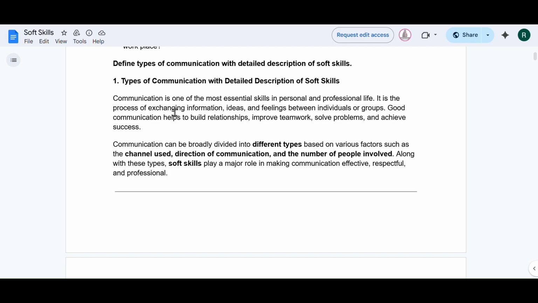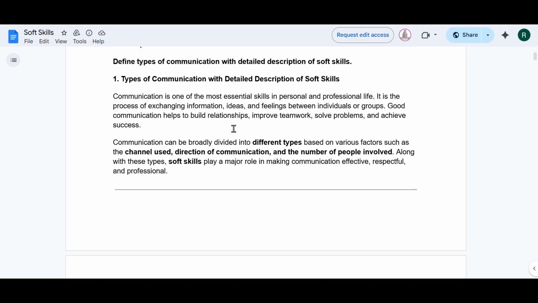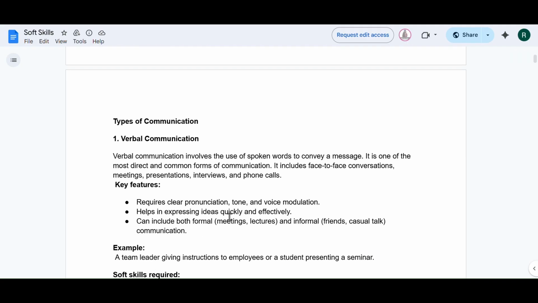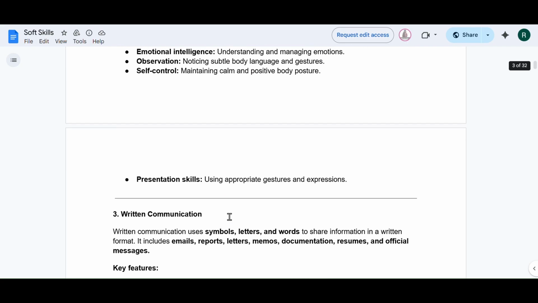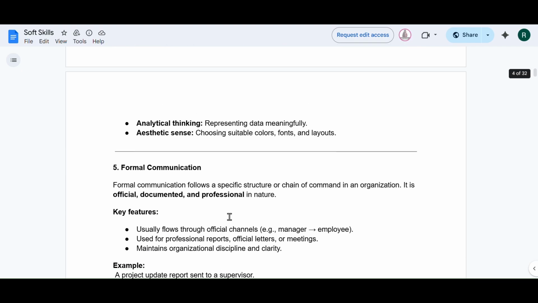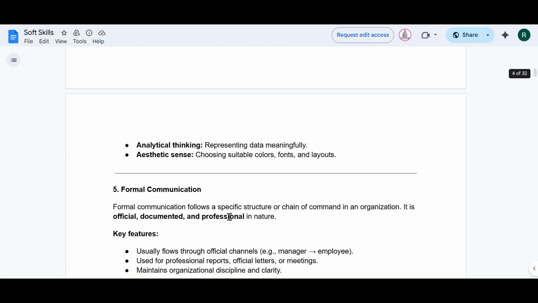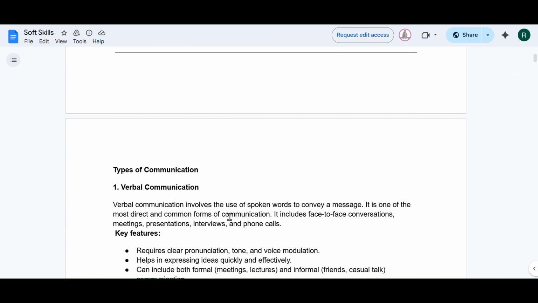First, let us know what communication is. Communication is one of the most essential skills in personal life or in professional life, and it is very important to exchange information between two individuals or two groups. This is known as communication. And communication is broadly divided into various types such as verbal communication, non-verbal communication, written communication, visual communication, formal communication, informal communication, upward, downward, and horizontal communication. All these are types of communication.